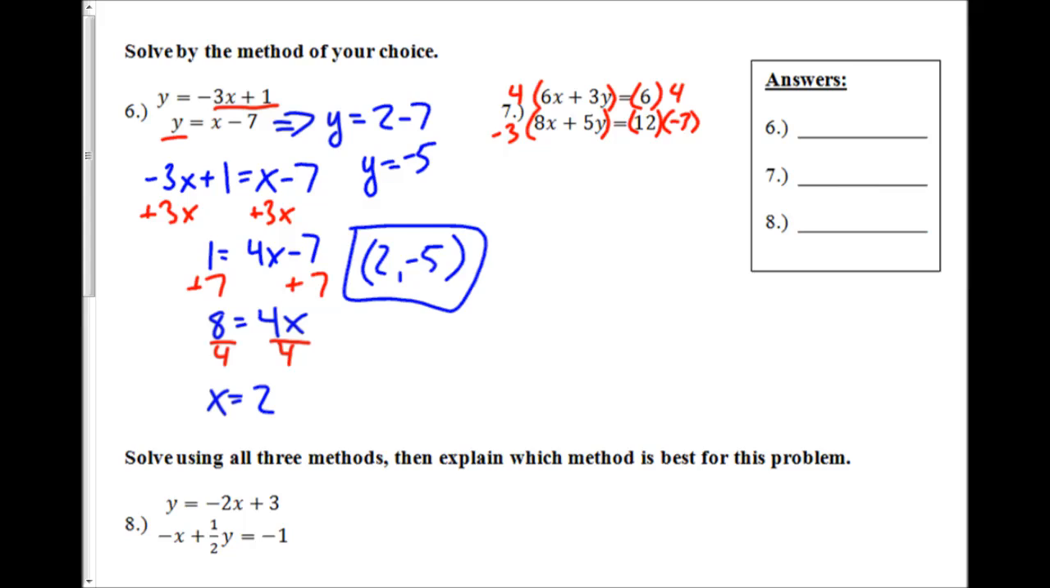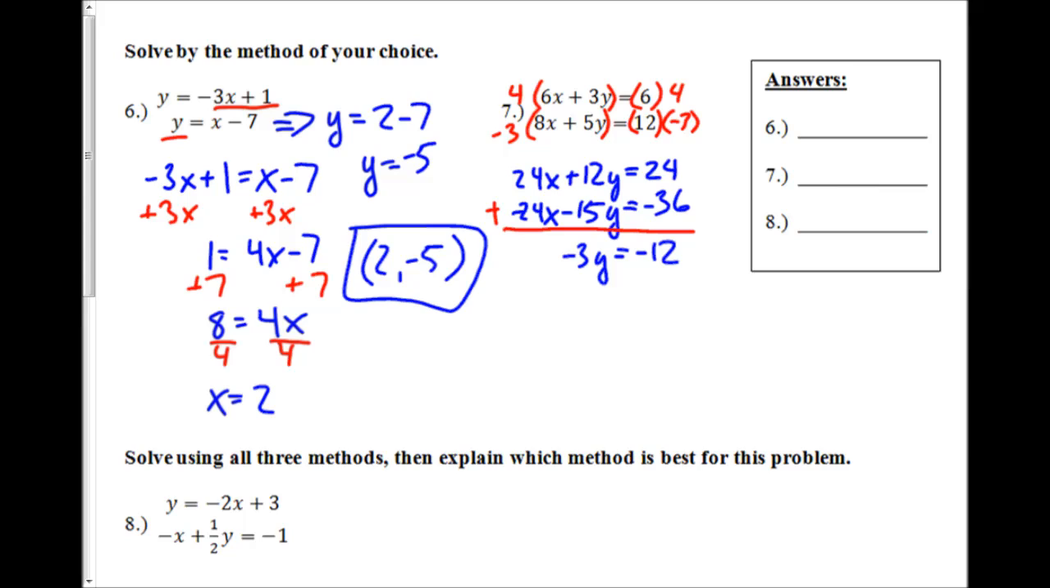So when I multiply that first equation by 4, I get a 24x plus 12y equals 24. When I multiply the second equation by a negative 3, that's a negative 24x minus 15y equals a negative 36. And now I add them up. The x's eliminate. The y values, I'm left with a negative 3y. Over here, I'm left with a negative 12. And now I divide each side by the negative 3. So I find out that y equals 4.